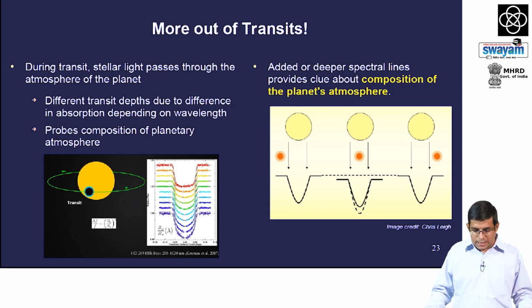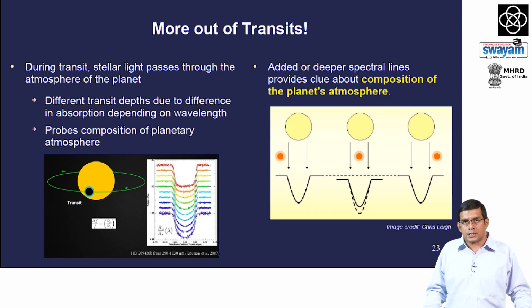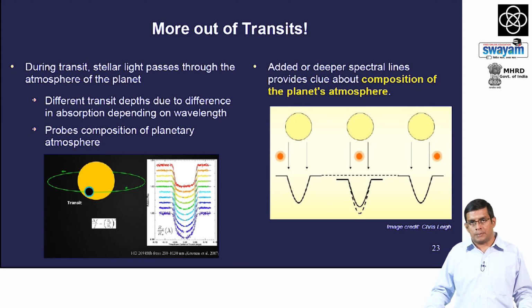Further, as the planet passes in front of the star and the stellar light passes through the planetary atmosphere, it can cause an increase in the absorption lines. It can cause an increase because the stellar light is absorbed more in the planetary atmosphere. So, if we observe the spectrum of the star before the transit, during the transit and after the transit and compare them, we get information about the planet's atmosphere from this change in the spectrum.